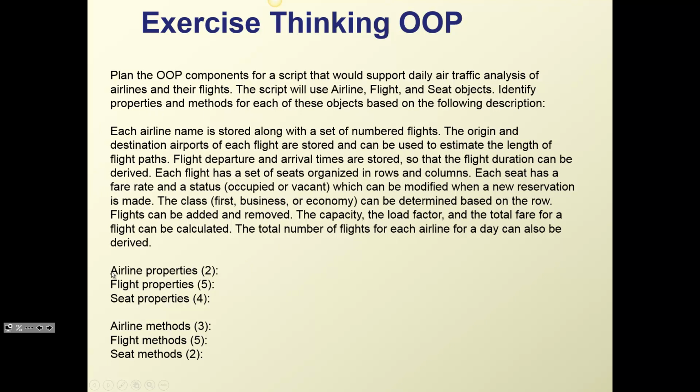And you've got some hints down here where you would have airline, flight, and seat objects. Based on the description here, what properties these would have. I came up with 2 for airlines, 5 for flights, and so forth. And what functionality they would have, what methods would be associated with an airline, based on the description here.